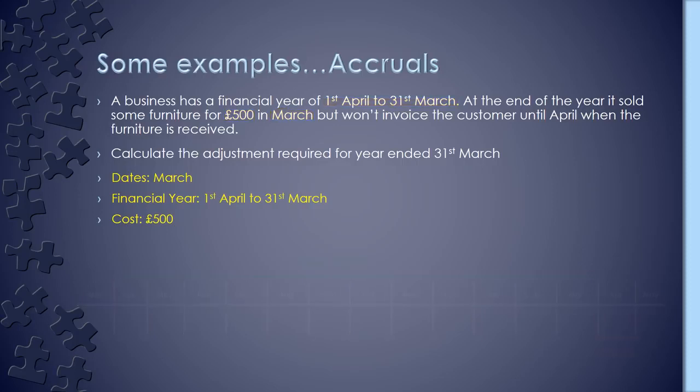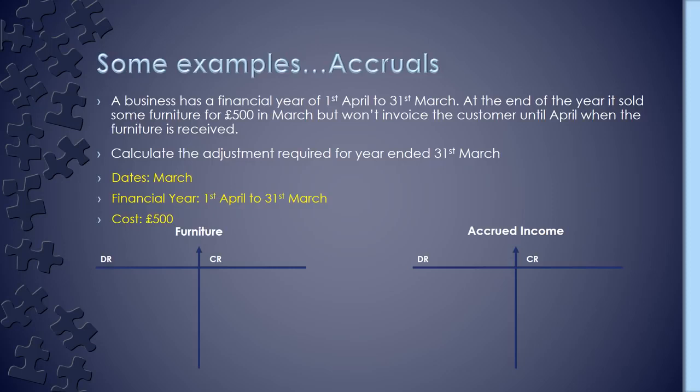So let's have a look at how it works in the accounts. There we've got our T accounts, our furniture account and our accrued income account. Our furniture account, which is an income account because we're making sales, it's our revenue stream, is the £500 here. Because we sold that extra piece of furniture in March, we're going to credit it because that's our income increasing, which is credit in dead click.